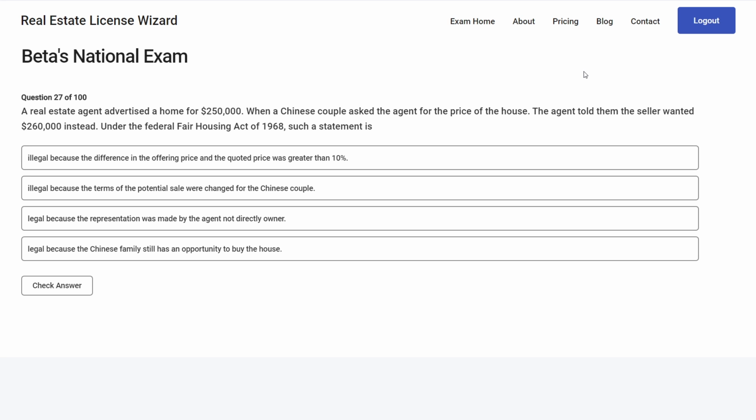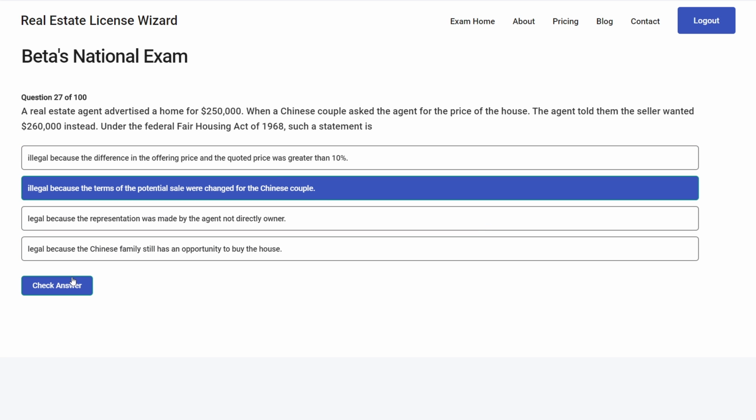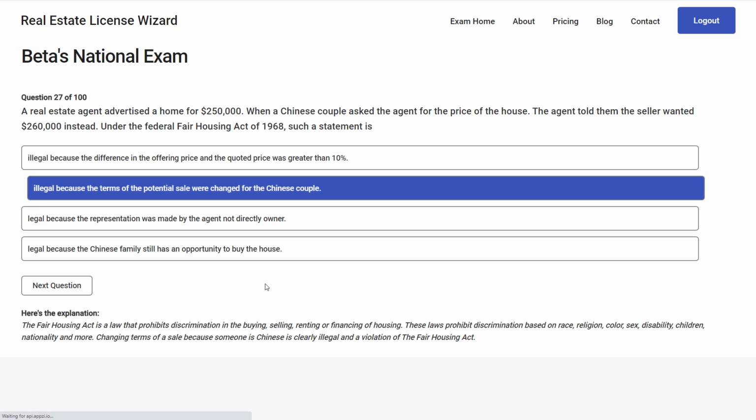Alrighty. So for this one, it is the second option. It's illegal because the terms of a potential sale were changed for a Chinese couple. Listen, you can't change a sale just because someone else is a different race, religion, sex. It doesn't matter. That's discrimination. And of course, the Federal Fair Housing Act protects people from discrimination.